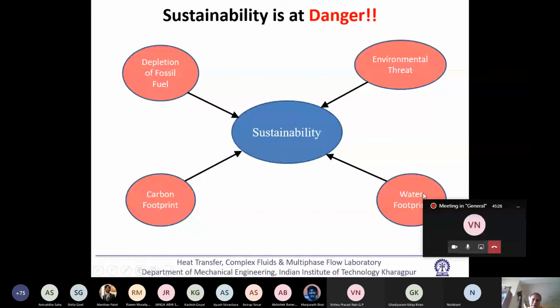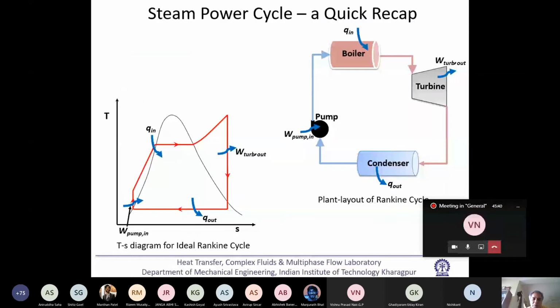And of course, these are the main things. Other things are there, land, etc. How can we have a very compact power plant? So those things could be there. These are all common things.